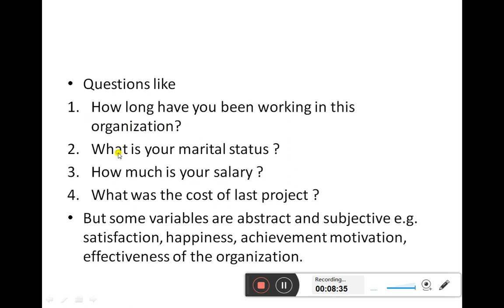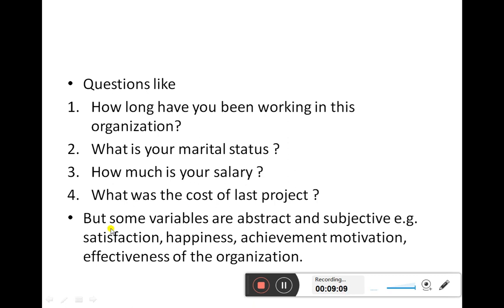Another question: what is your marital status, are you married or unmarried? The person will simply tell me I am unmarried, again very easy to measure. When I ask how much is your salary, again it is an easy question, the person will give me a quantitative term. So salary, marital status, and working in the organization are all variables or statements which are easy to measure, so we can directly measure them.